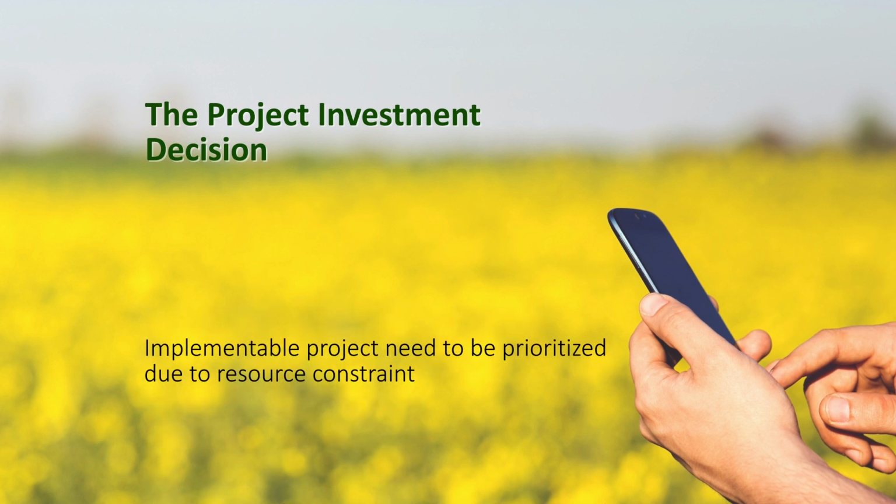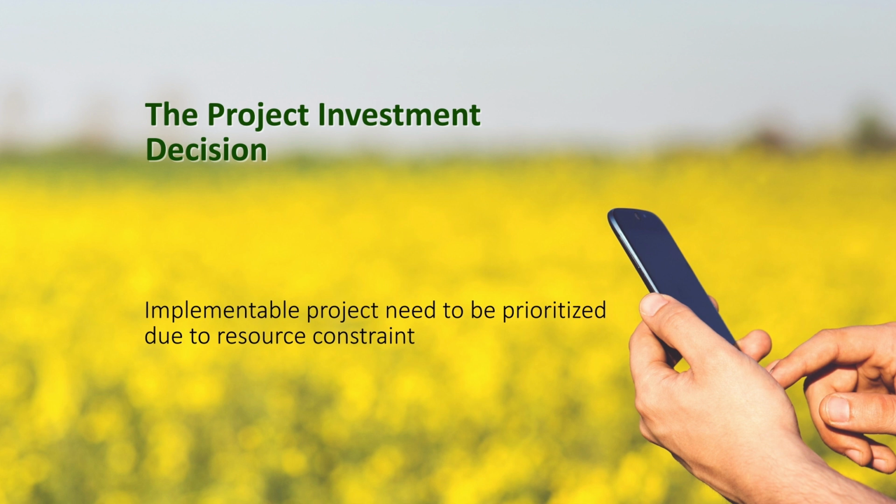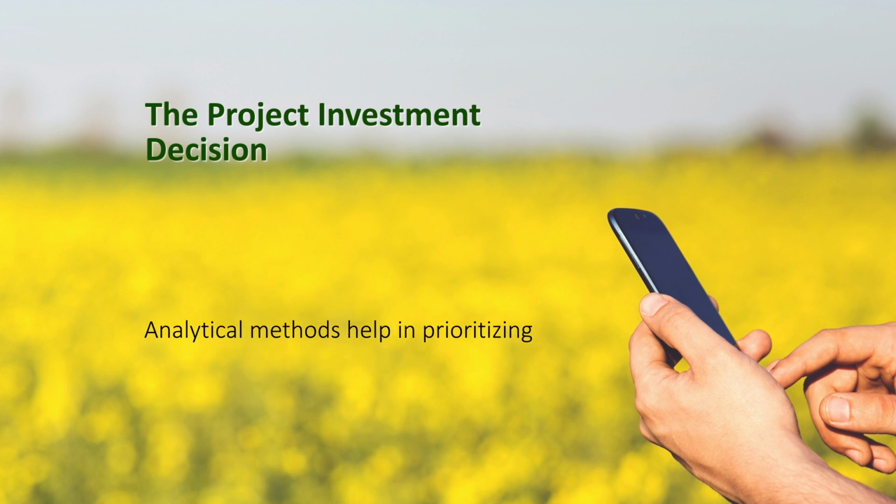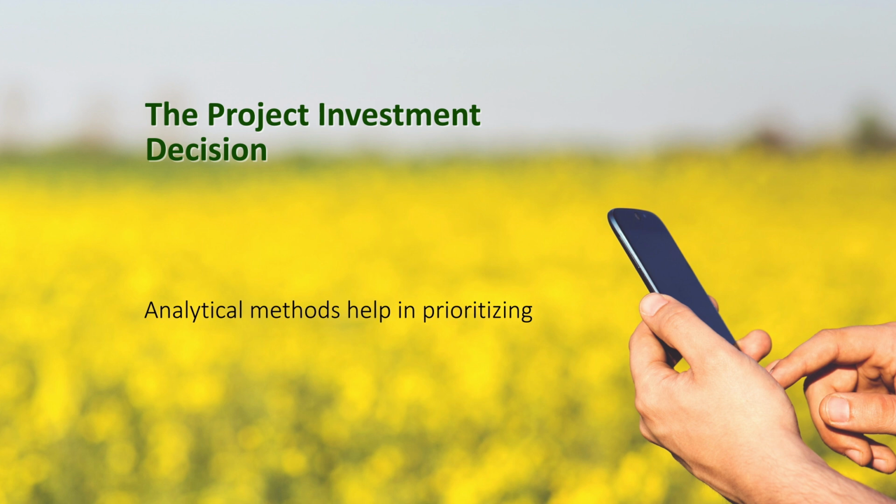Then there are different feasible or implementable projects. We need to give some priorities, keeping in view the resource constraints. So when selecting the final projects for implementation, we also need to see what resources are available so we can implement the process. Keeping in view the resources available, we need to prioritize the projects. For this purpose, an analytical method can help us in prioritizing the projects.